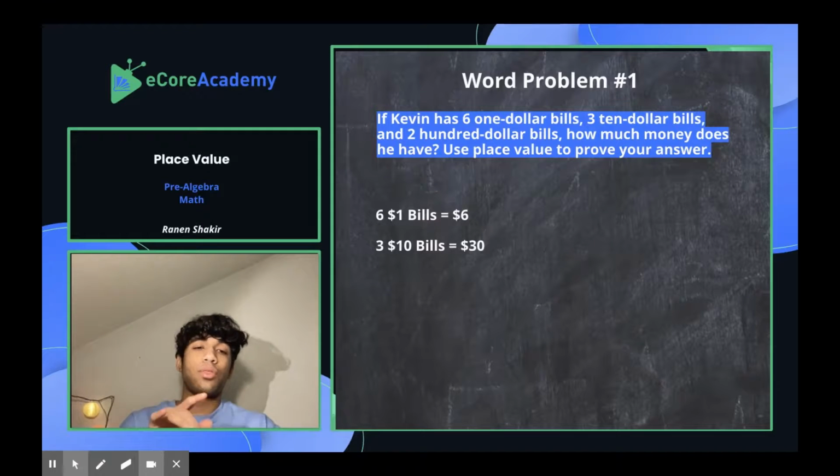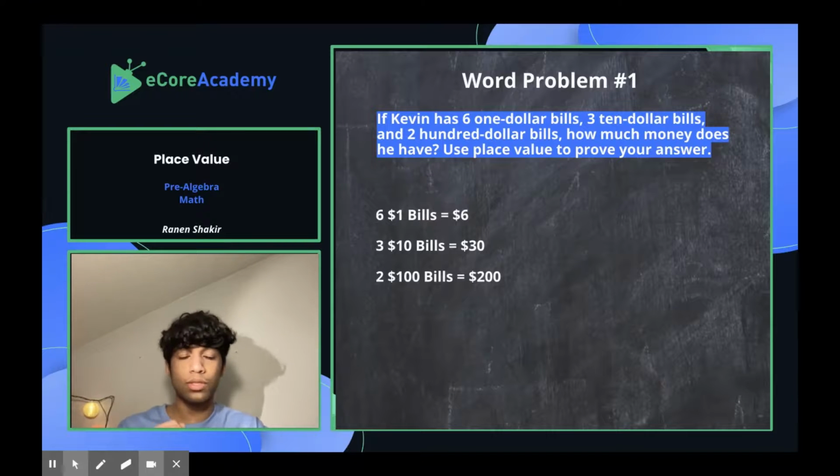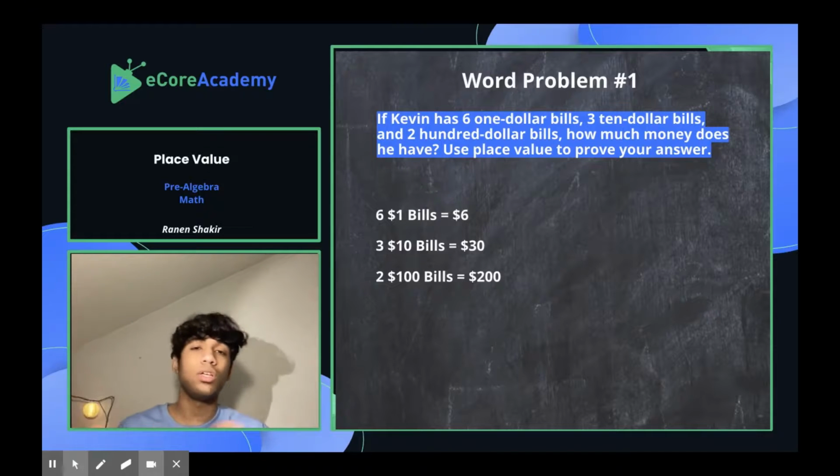And he has 3 $10 bills, so we know a $10 bill is worth $10. And if he has 3 of those, he has 30. 3 times 10 is 30. And he has 2 $100 bills. We know that one $100 bill is worth $100. And if you have 2, you have 200.